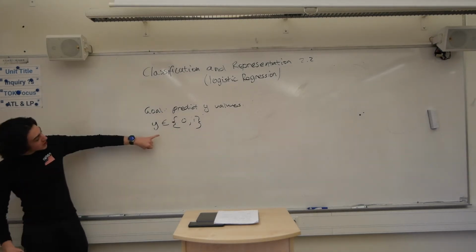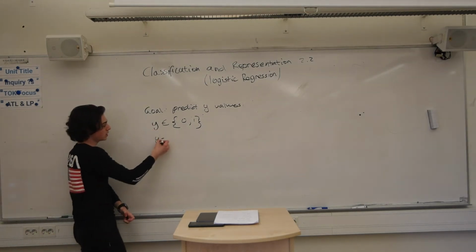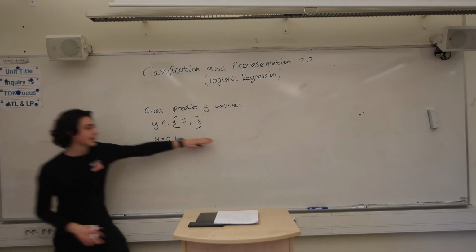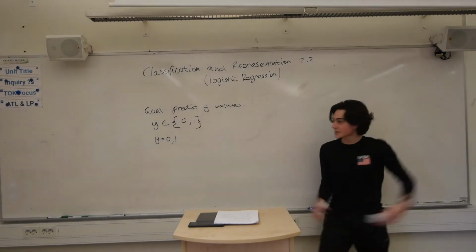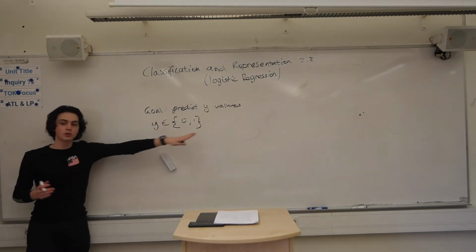So y can equal 0 or 1. Nothing else. That's what that's saying. And we know that this is a classification problem because there's a discrete number of things. There's either 0 or 1.